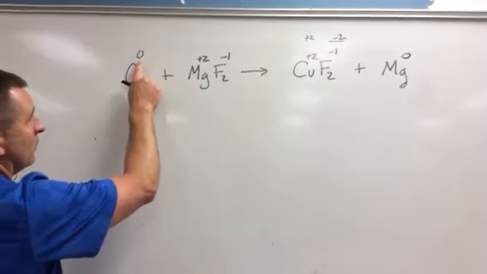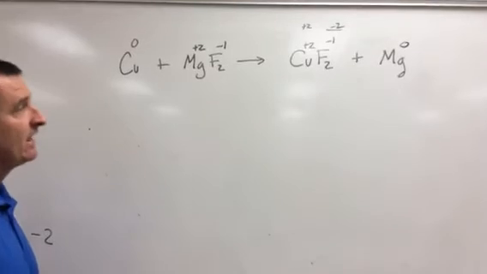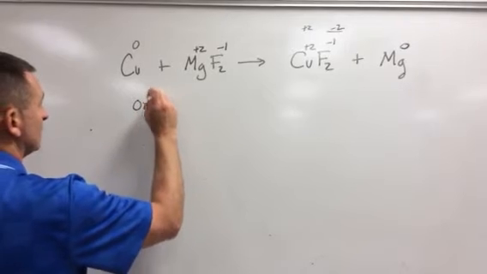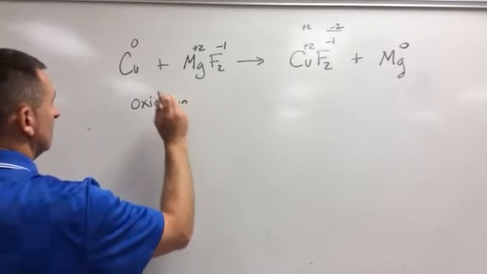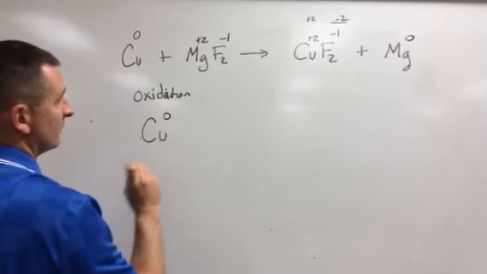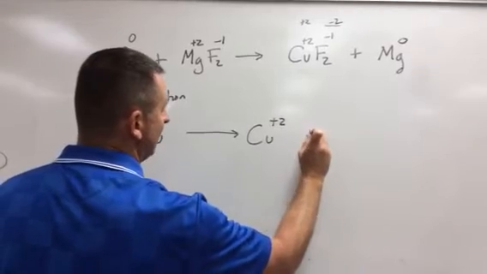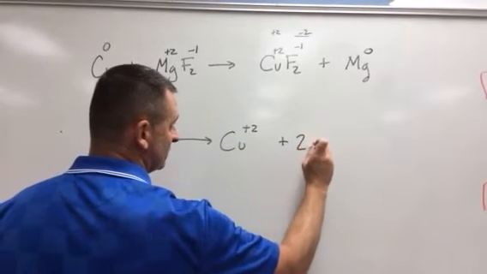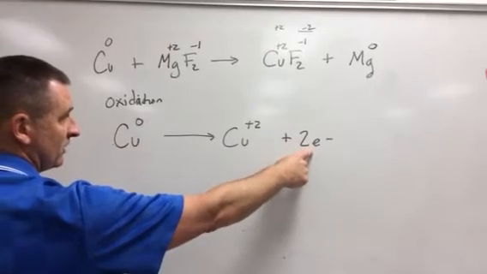Copper is going from 0 to +2. Did it get more negative or more positive? It got more positive, so it lost electrons. So that is oxidation. So my oxidation reaction is going to be copper going from 0 to copper +2. And how many electrons did it lose? If it goes from 0 to +2, it lost 2 of them. So it's copper goes from 0 to copper +2 plus 2 electrons, right?